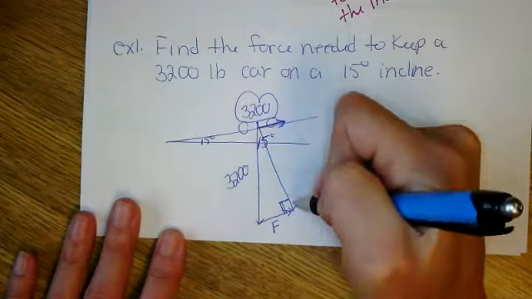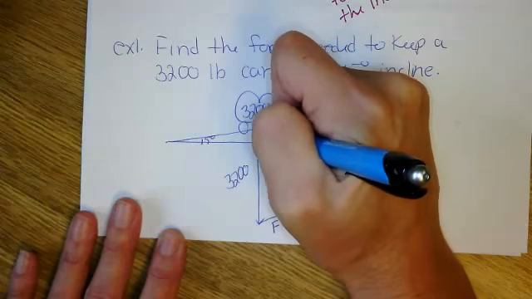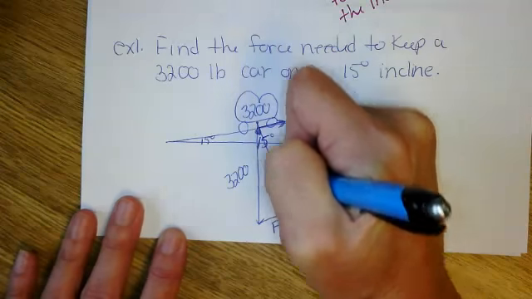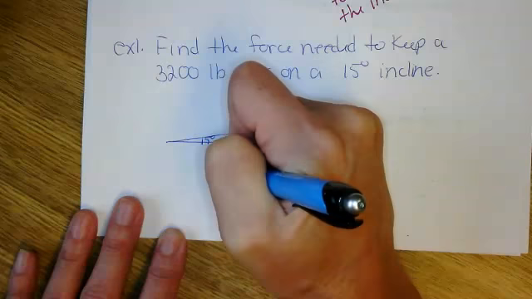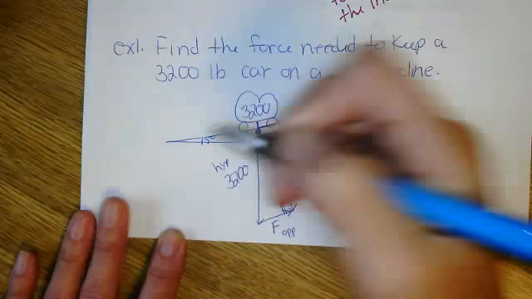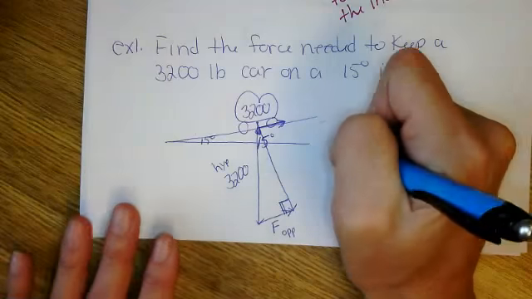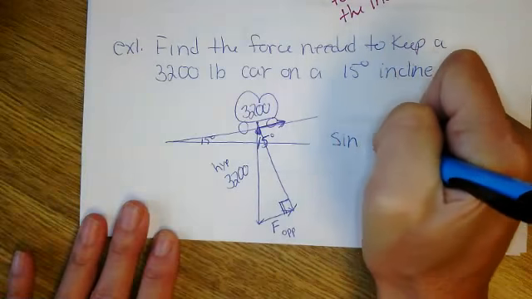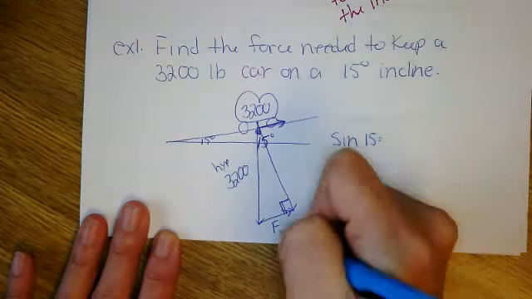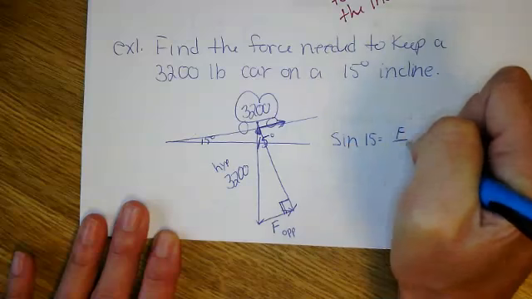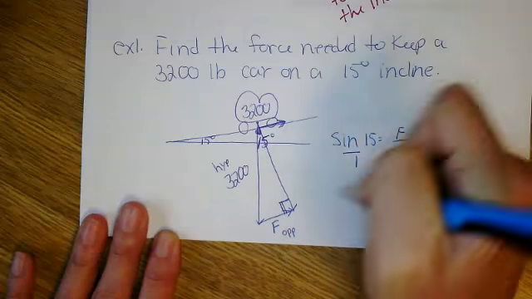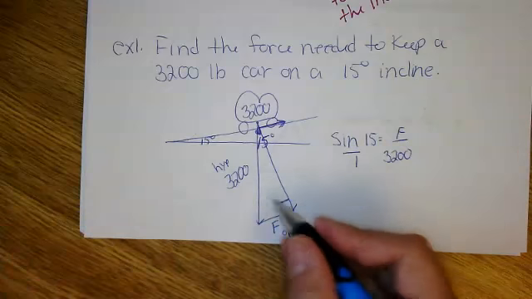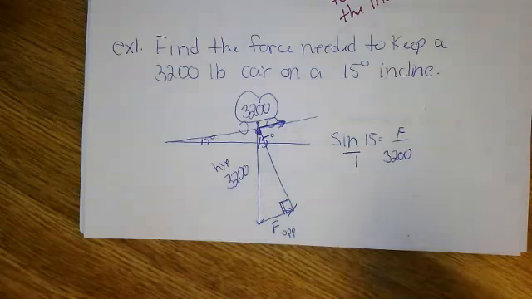But here's a nice right triangle. We're going to stand here at the angle that we know, the 15 degrees. We are looking for the opposite, and we know the hypotenuse. So this is just a sine problem. So sine of 15 equals opposite, the force I'm looking for, over the hypotenuse, 3,200. You could have done law of sines here too and done proportions with the 90 and the 3,200. Either way, got lots of ways now.